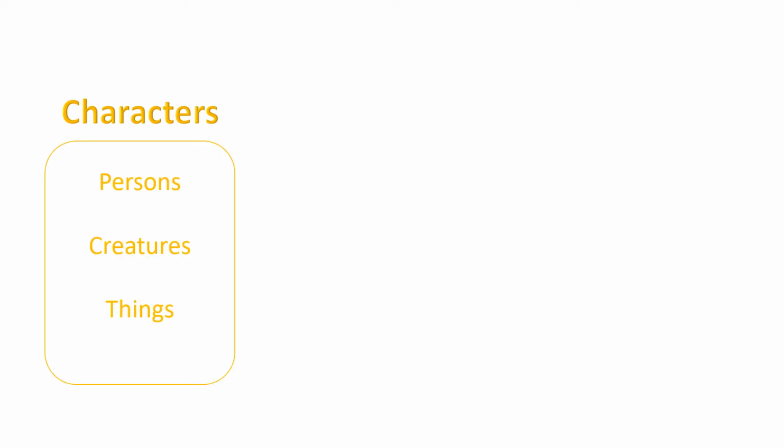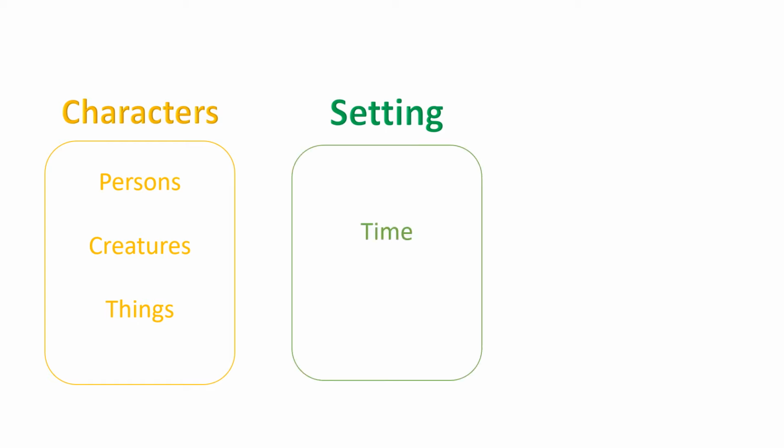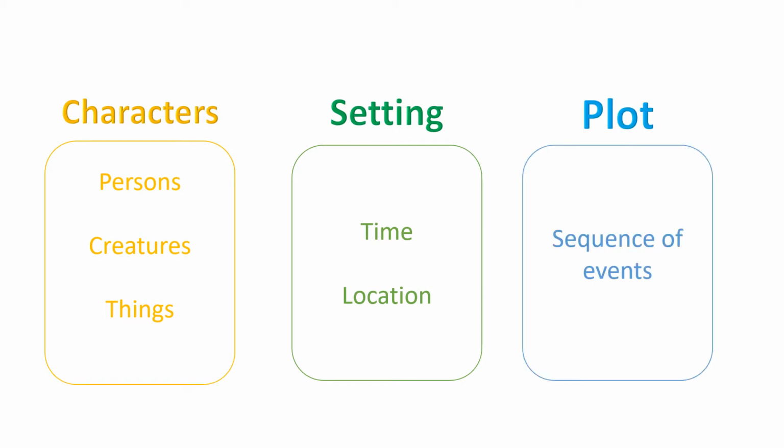Let's talk about characters first. Characters refer to persons, creatures, and things. They serve as actors or movers in a story. Next is setting. It refers to the time and location of when and where the story happens. And last is the plot. It shows the sequence of events in the story from the beginning to end.